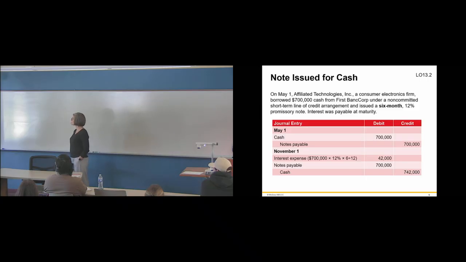So they did this by issuing a 6-month, 12% promissory note. Interest was payable at maturity. So on May 1st, the consumer electronics firm borrowed cash. So you have to ask yourself, now again, we're focusing on the liability side. So we are recording liabilities here. We're not the bank. We're not doing the journal entries for the bank. We're doing the journal entries for the borrower. So a debit to cash for $700,000, a credit to notes payable for $700,000. And you know me, I'm going to use T accounts when we do our own transactions up here together. So get in the habit.